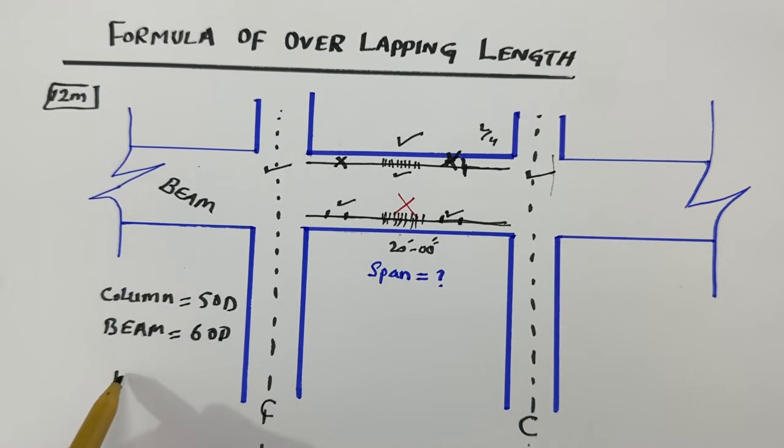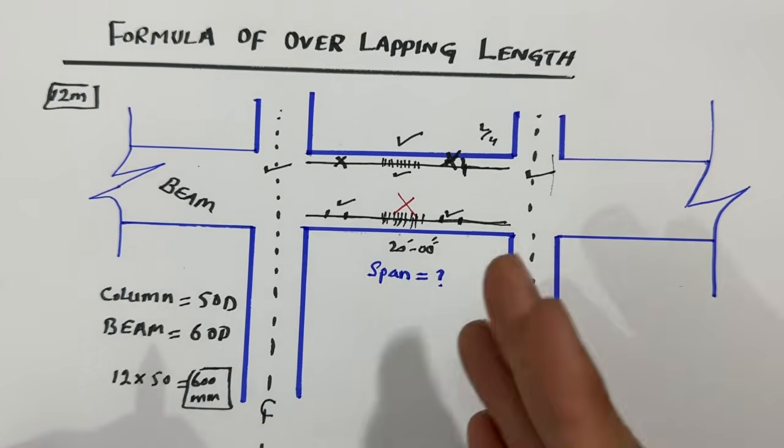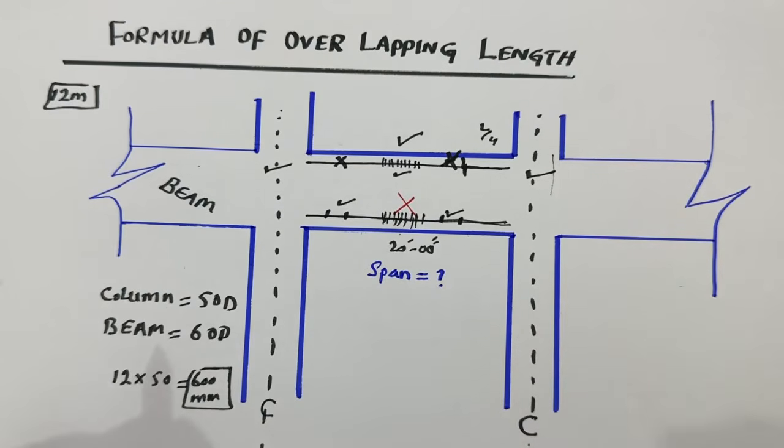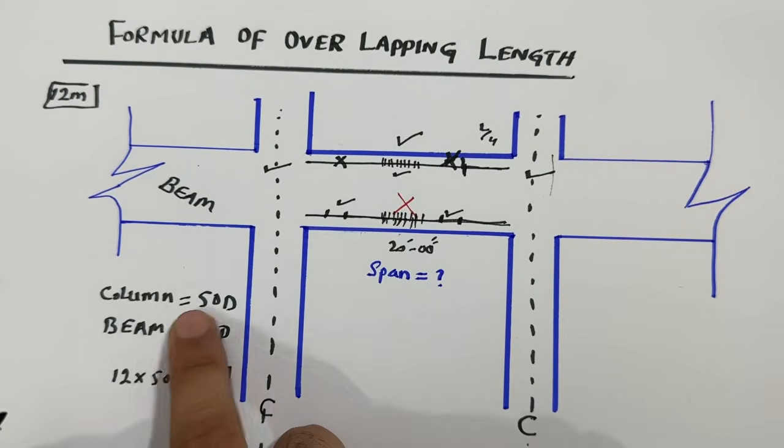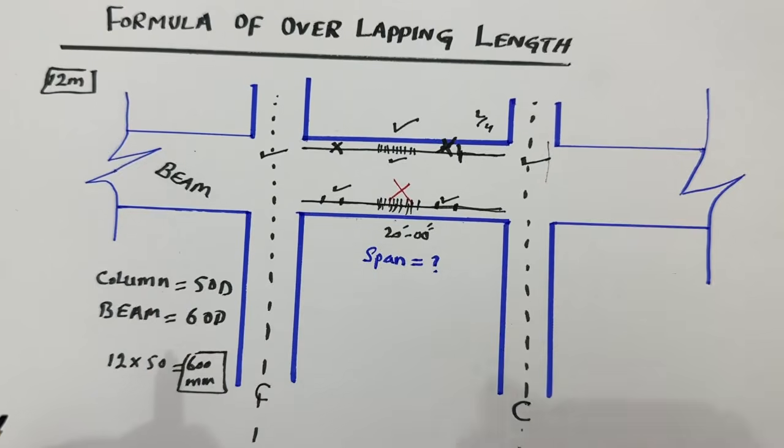Suppose we have 12 millimeter multiplied by 50, so we require to provide 600 millimeter overlapping, whether that is for the bottom bar or the top bar. The diameter D means the diameter of the bar, which should be in millimeter or in inches. So keep in your mind, for the column 50D, for the beam 60D.